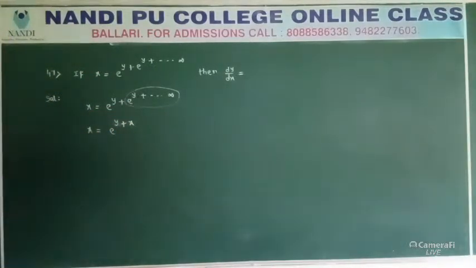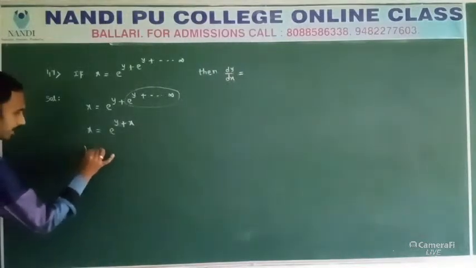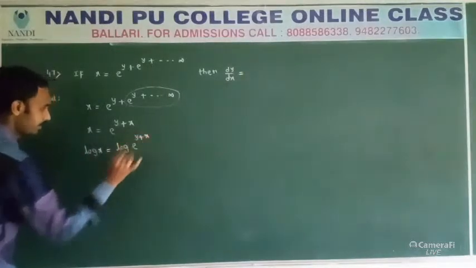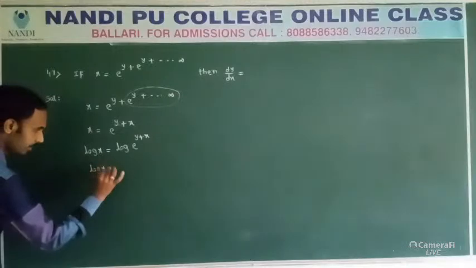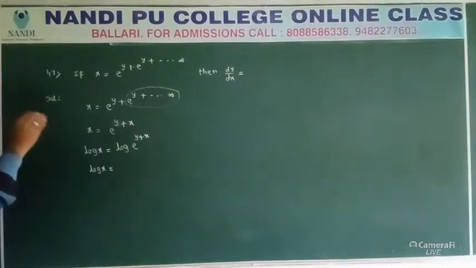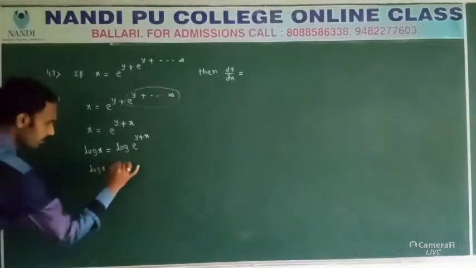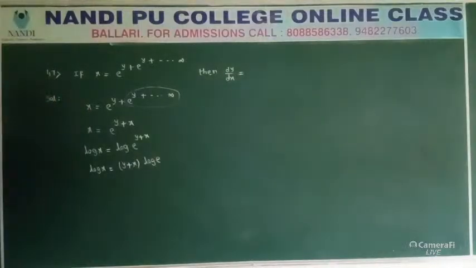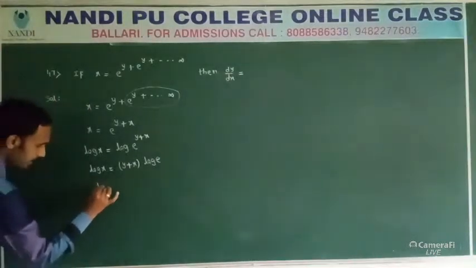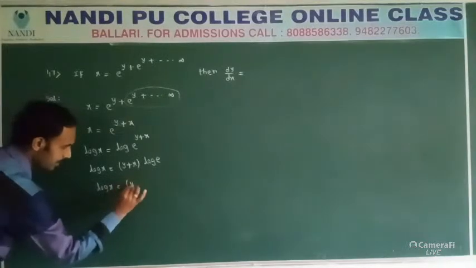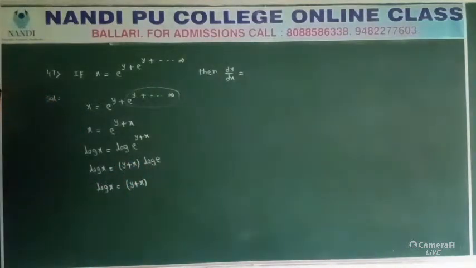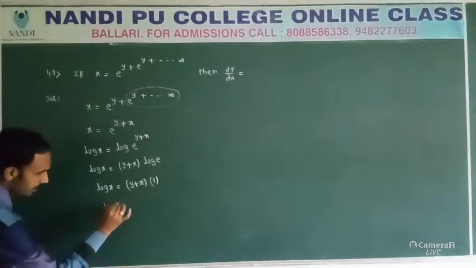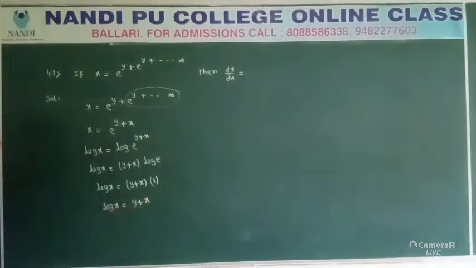Power is there, take log on both sides. Log x is equal to log of e power y plus x. Right, it is in the form log m power n. Log m power n is n log m. So y plus x into log e. Log x is equal to y plus x into log e value. What is log e? 1. So log x is equal to y plus x.